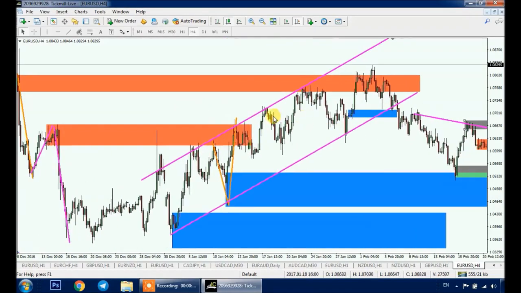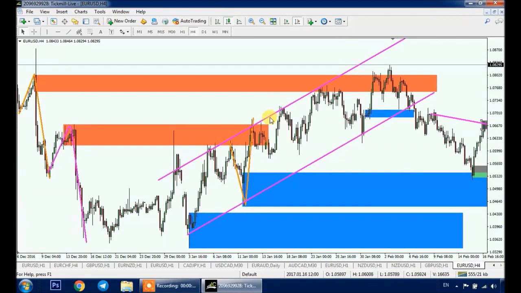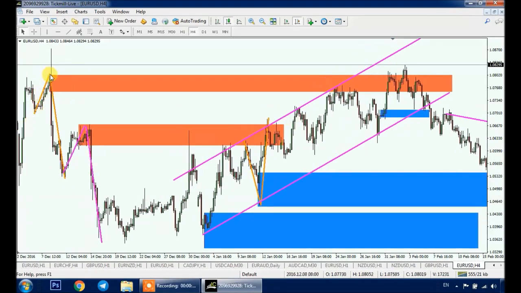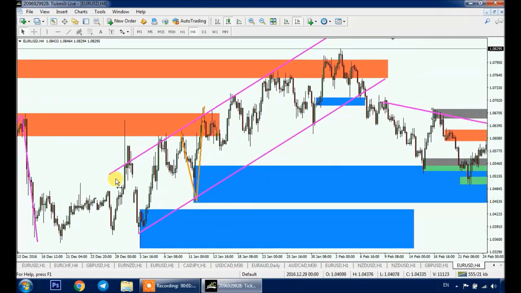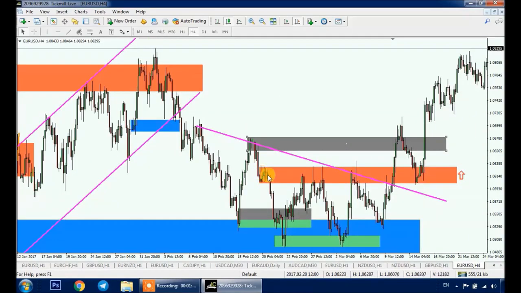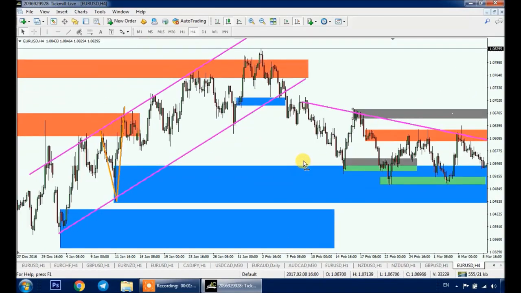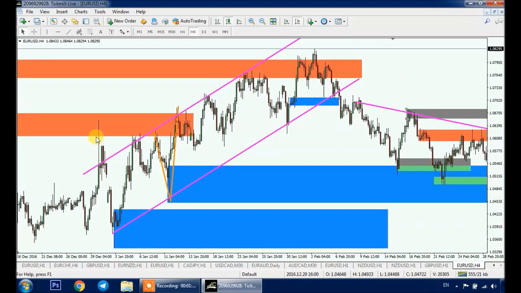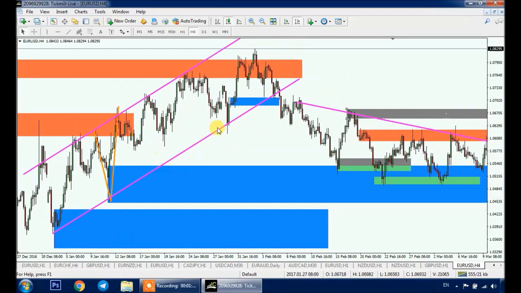So now we have four types, 2 types for supply, 2 types for demand. Here we have a rally, base, drop, and for the supply, here we have a drop, base, drop. So these are the 2 types of supply. Here we have a drop, base, rally, and here we've got a rally, base, rally, the 2 types for the demand.